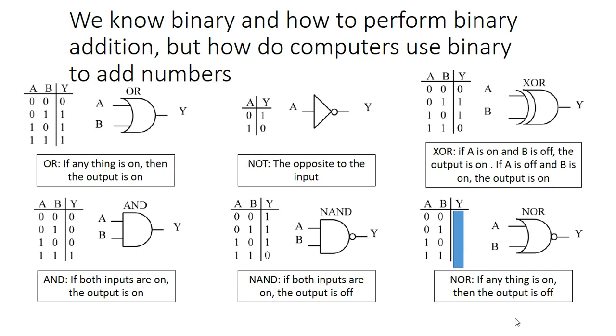The next one is the NOR gate. Now, the NOR gate is like the NAND gate, but instead of a NOT gate on the end of an AND gate, it's a NOT gate on the end of an OR gate. So it's completely the opposite to the OR. So here's the OR. So we've got 1, 0, 0, 0.